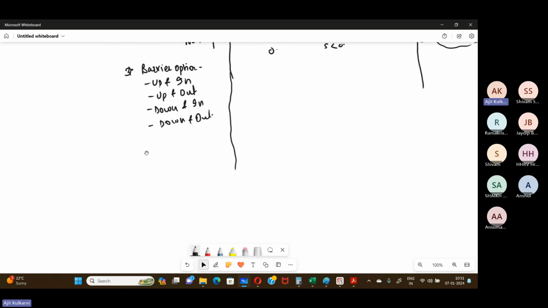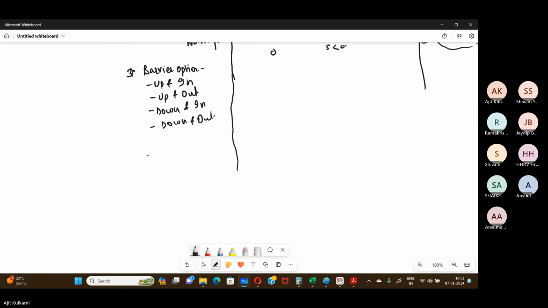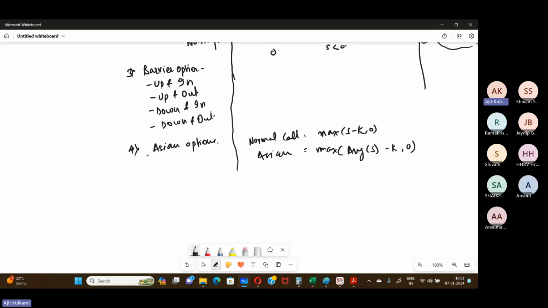So these are barrier options, and then you have Asian options, where the payoff is, for a normal call option, max of S minus K comma 0. For Asian, you have max of average of S minus K comma 0.